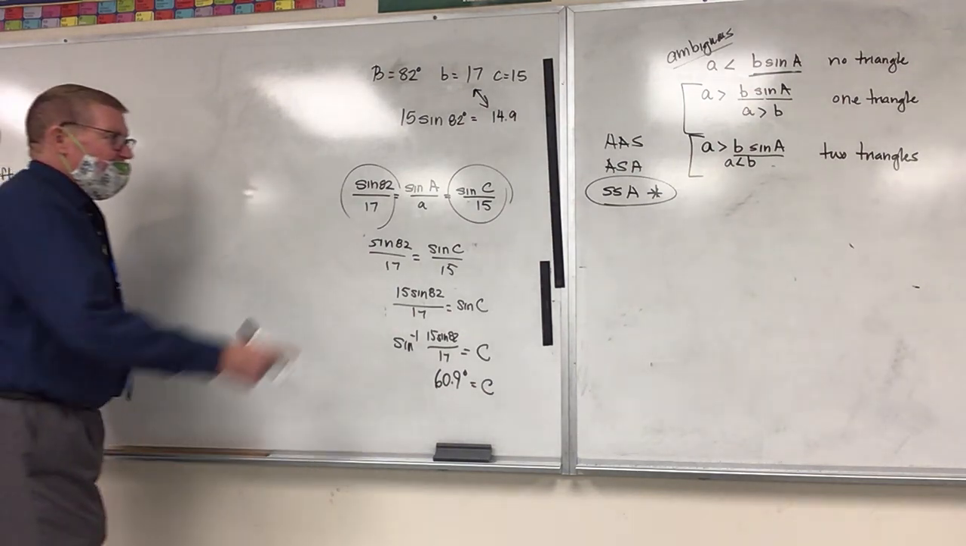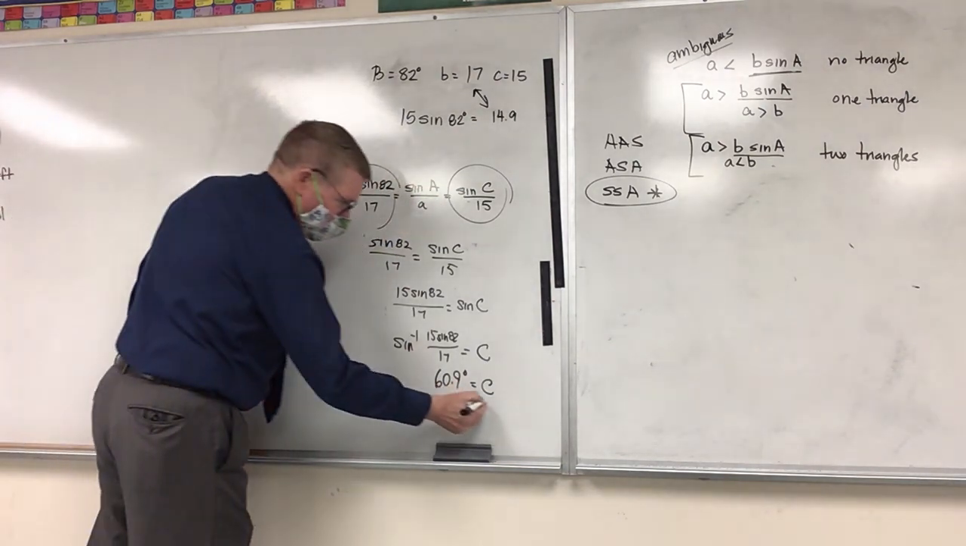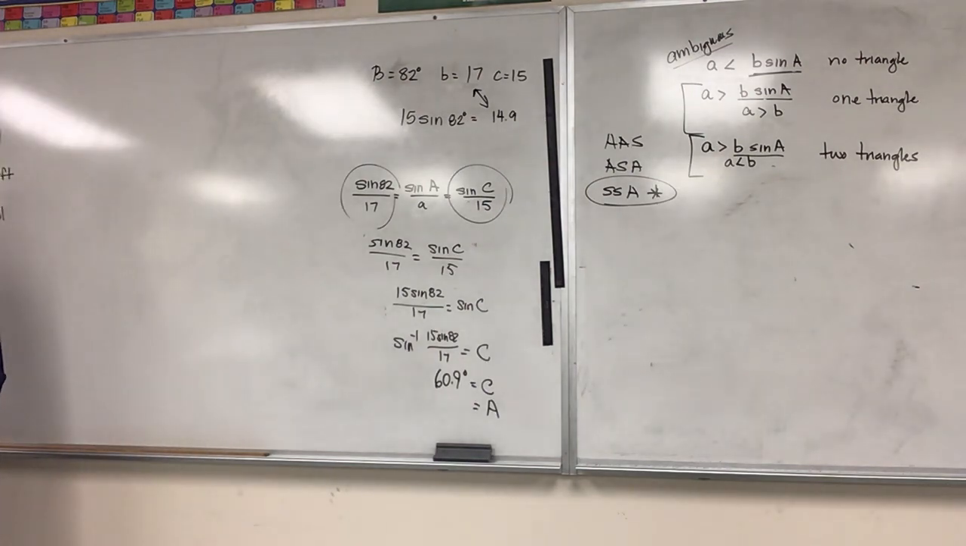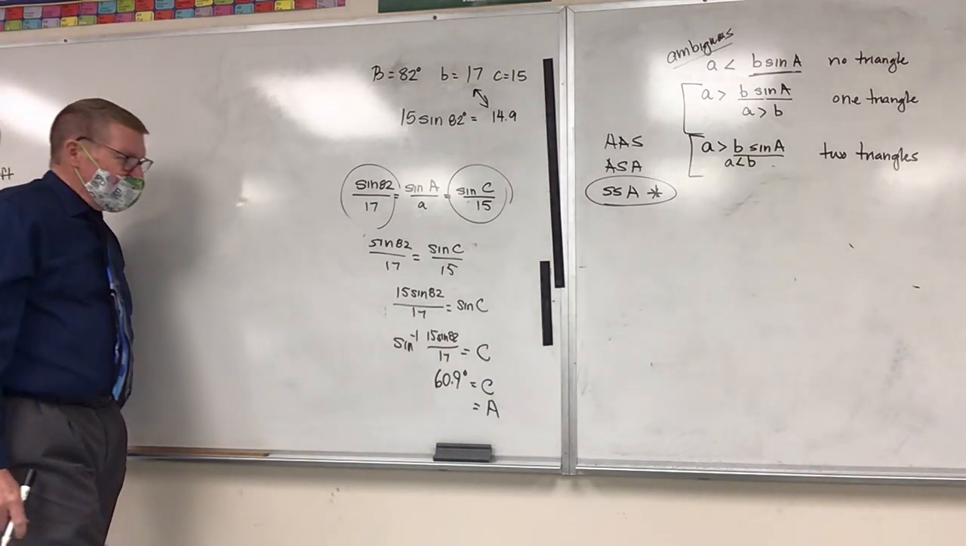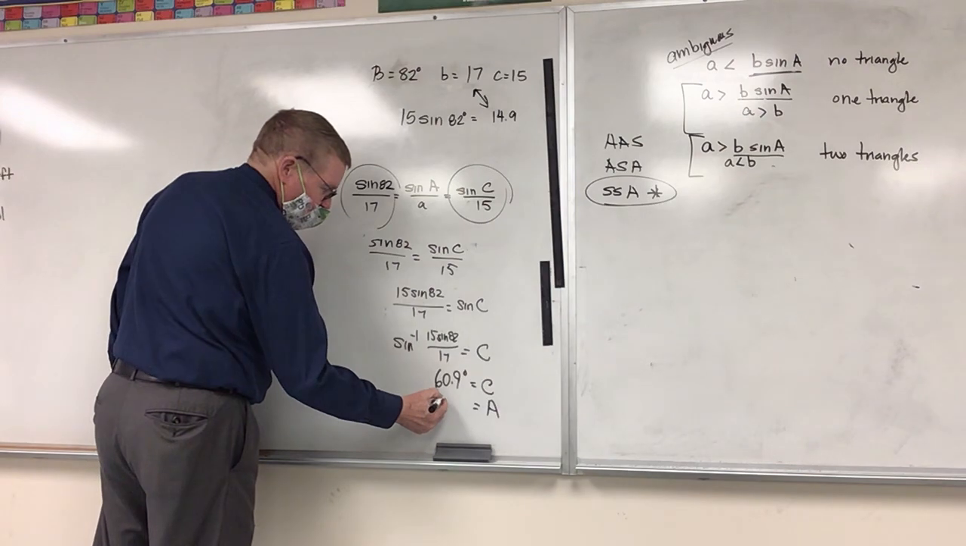Alright, so now I know 82, I know 60.9, can I find angle A? Yes. How do I find angle A? Two angles are right. You just subtract from 180. 60.9 plus 82 minus 180, which is 142.9.